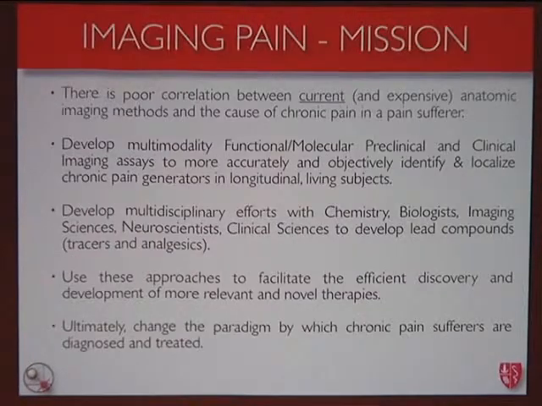So I think what we're doing is imaging the wrong thing, okay? We're imaging anatomic changes, which time and time again through MR have been found not to be helpful. So what we need to do is do more functional, molecular, preclinical and clinical imaging assays that can more accurately diagnose why someone might be in pain. And it really requires a combination of chemists, biologists, imaging scientists, neuroscientists, clinical scientists to develop these lead compounds and tracers. Ultimately, you want to use these imaging modalities to develop more relevant novel therapies, but also change the paradigm by which chronic pain sufferers are diagnosed and treated.